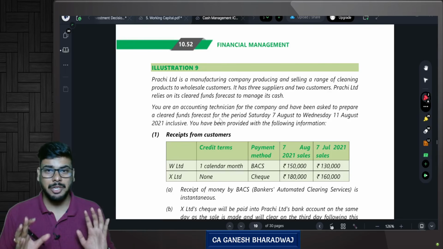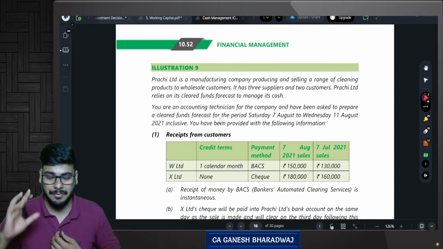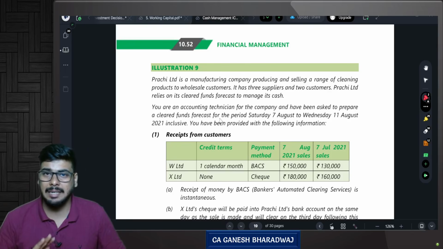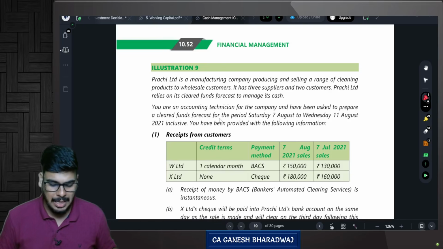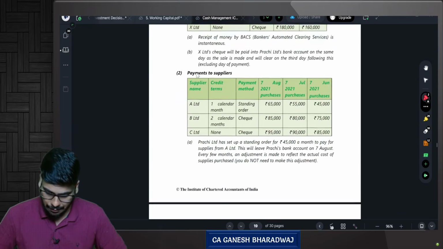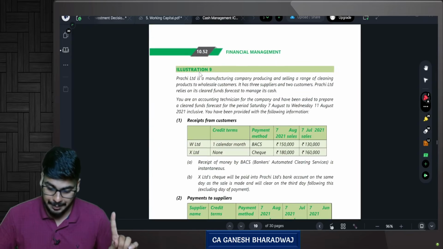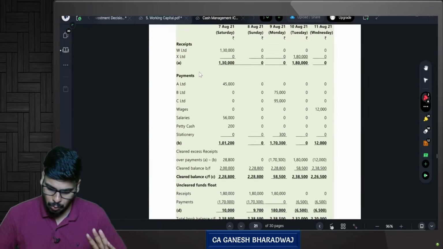In case you are from the new syllabus, don't worry, this exact sum is also there in the new syllabus study material for May 2024 and onwards. This sum is there, a very, very good problem. See, the thing is this sum looks big. The question itself looks very big. It runs into 2 pages, just the question. Fine. But the solution is just 1 page.